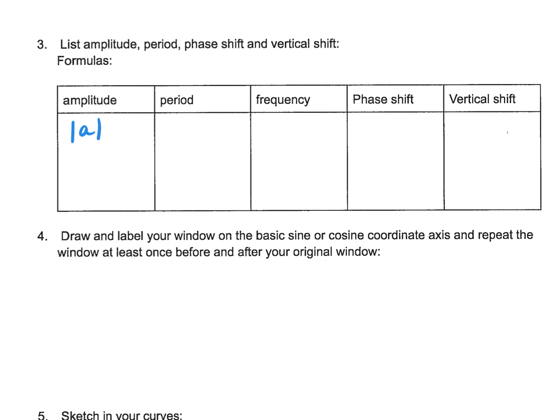All right, period. Period is how long it takes for it to repeat, okay? For sine and cosine, the period is 2 pi over the absolute value of b.